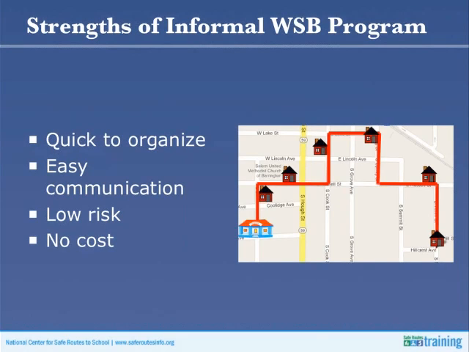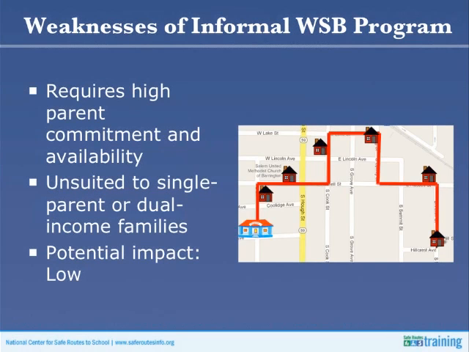When you have 5 to 10 families that know and trust each other, and they all make a strong commitment to the program, this model works very well. Because it's a small, well-connected group, it's easy to get it up and running relatively quickly. It's easy to maintain good communication between the families, and there's very little risk that anything will go wrong. It also doesn't cost anything. On the other hand, this model requires a high level of parent commitment and availability. It doesn't work well for single-parent or dual-income families or those with multiple jobs or shift work, and it's also unlikely to have a large-scale impact on traffic congestion or children's health because it only involves a few kids, but it's a great place to start.